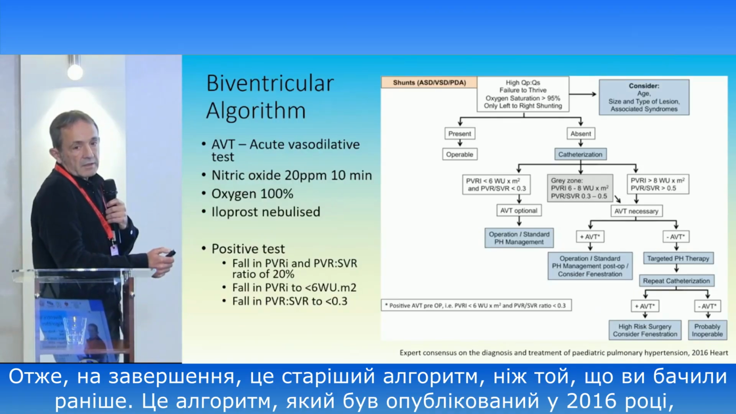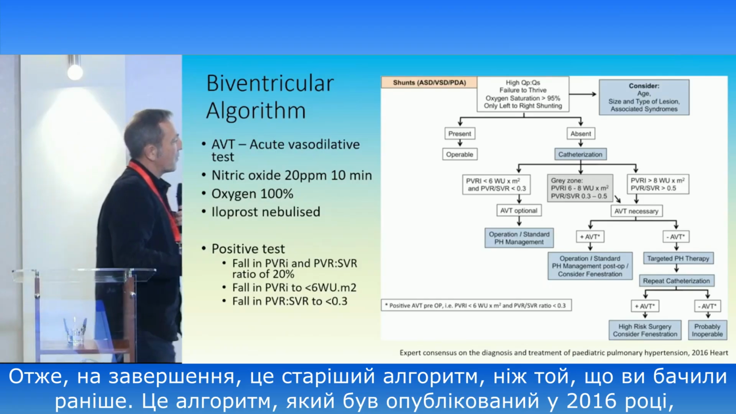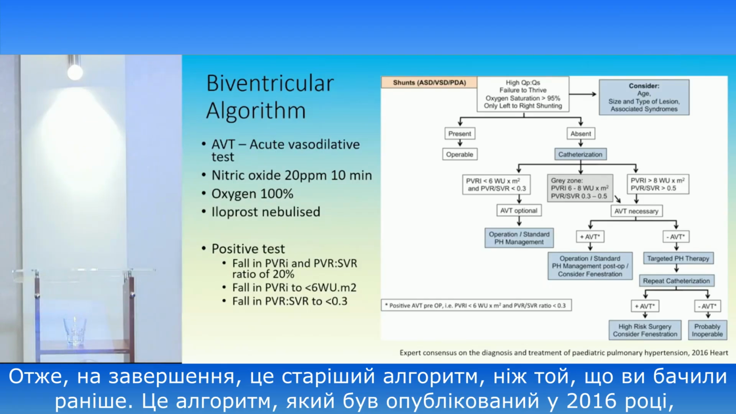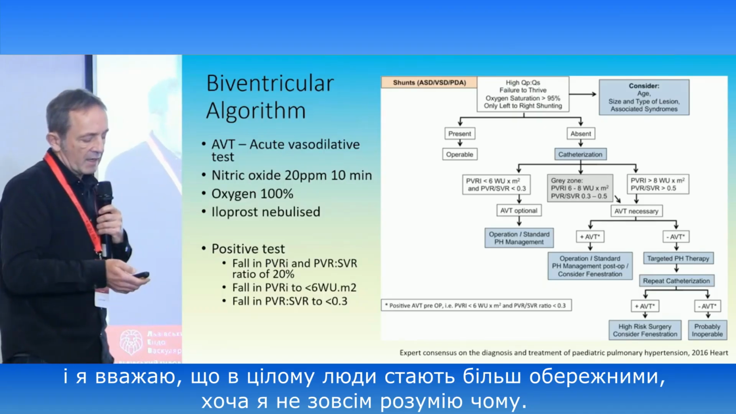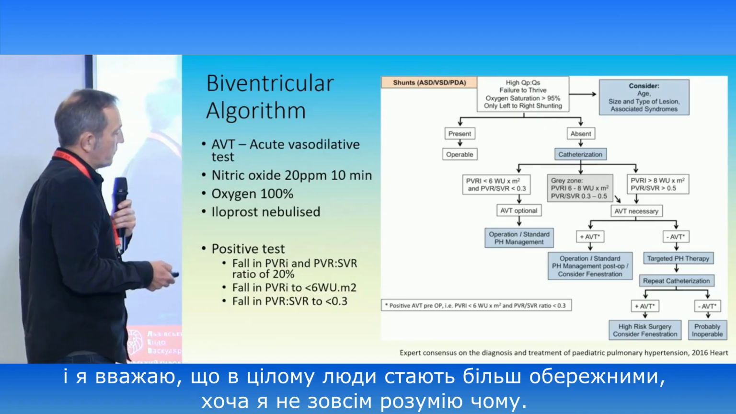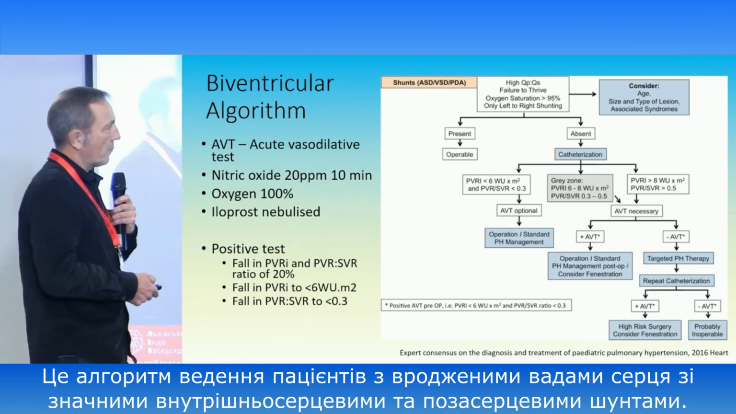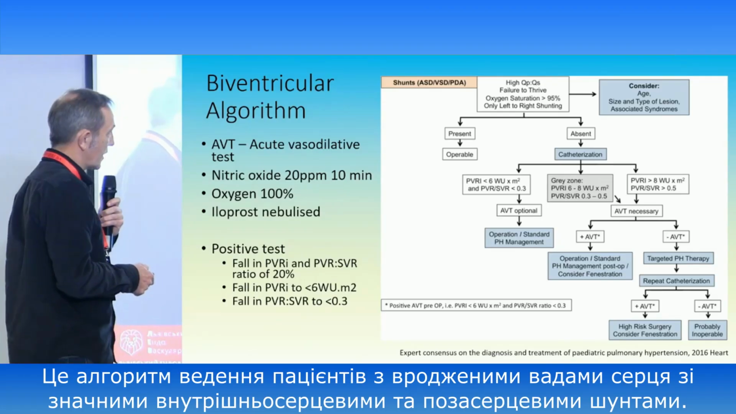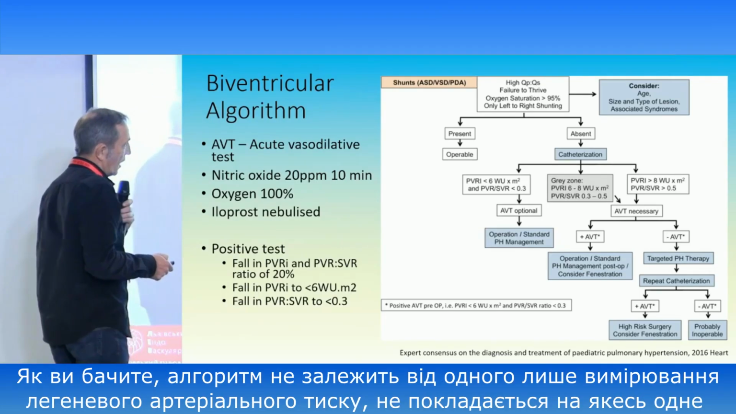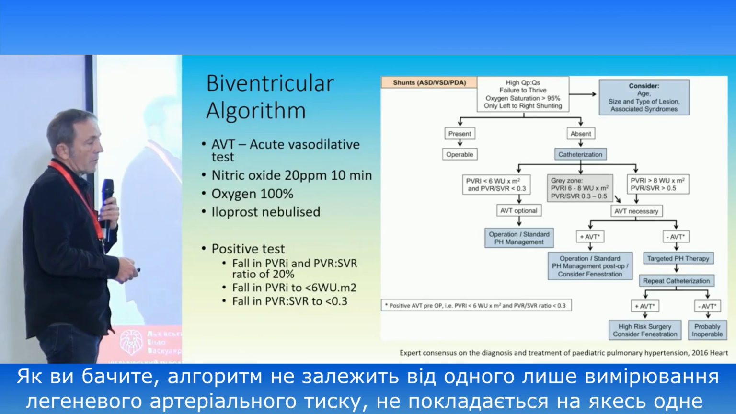So just to finish, this is an older algorithm than the one you saw earlier. This is one that came out in 2016, and I think people are generally becoming more conservative. I don't really understand why. This is an algorithm as to how you manage congenital heart patients with significant intracardiac and extracardiac shunts. And as you can see, it goes down. It doesn't rely on any one measurement for pulmonary artery pressure.